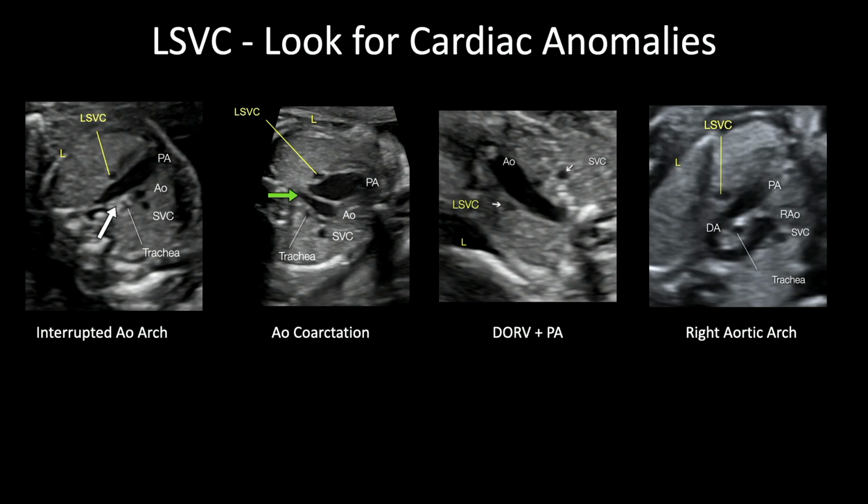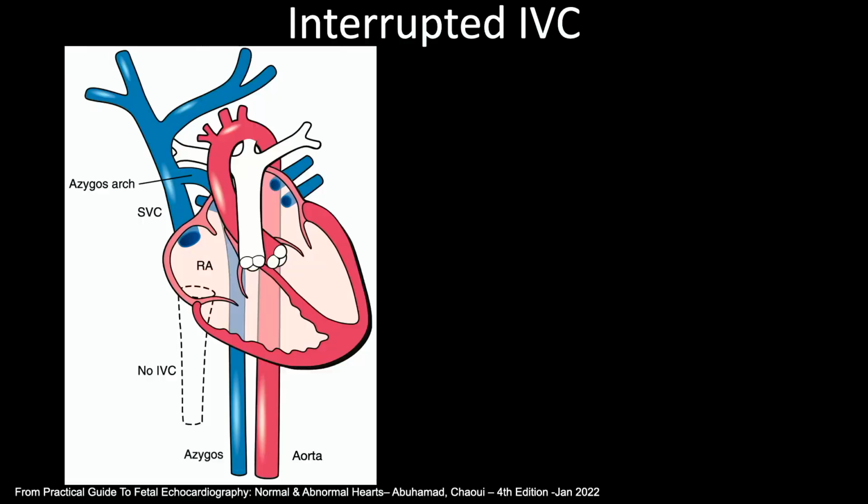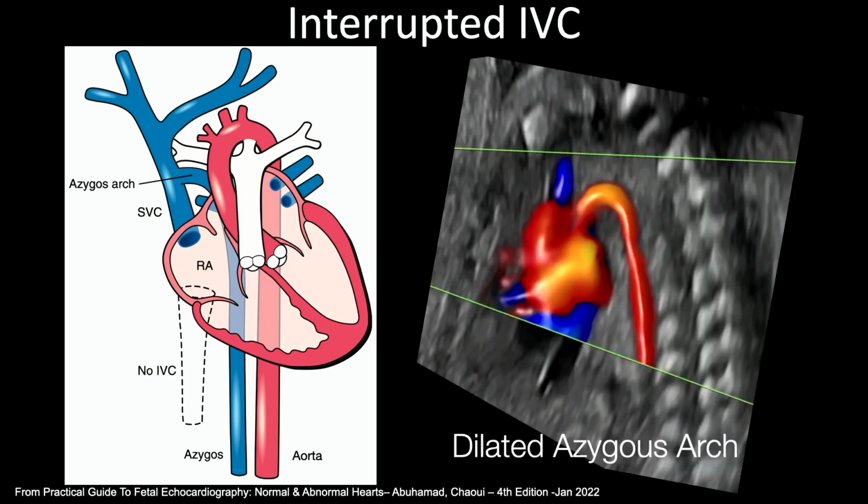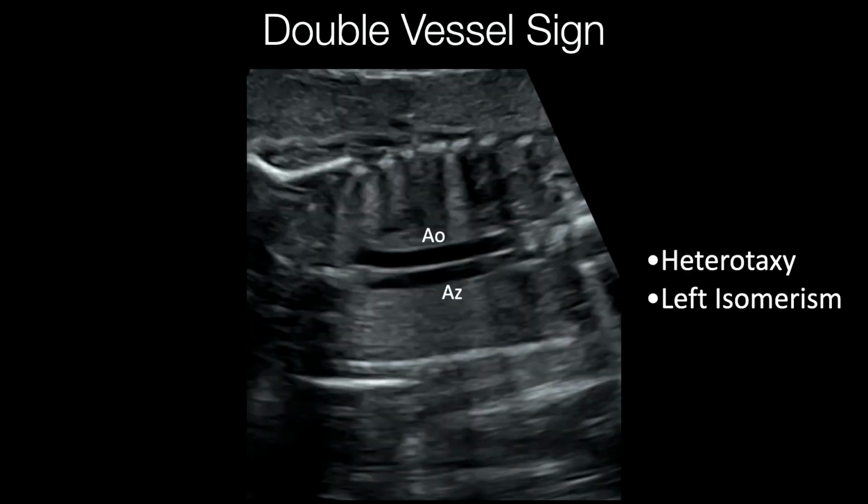What about an interrupted IVC? So we talked about this in the morning, and you've had several examples of an interrupted IVC. Typically, you see a dilated azygos vein that is bringing blood to the right side of the heart. And this is a classic view called the double vessel sign. This is when you are in a coronal plane of the chest.